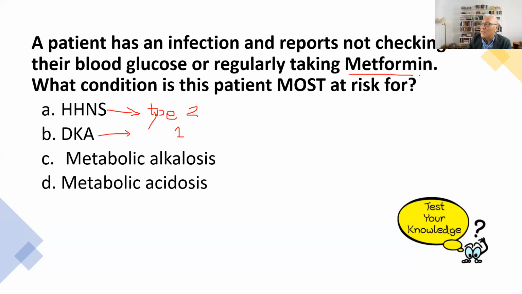Now, the patient is taking metformin. If a patient is taking metformin, what type of diabetes does he have? And Francis said that it's type 2, and you're correct. So therefore, the higher possibility is that this patient is experiencing hyperglycemic hyperosmolar non-ketotic syndrome. Okay?